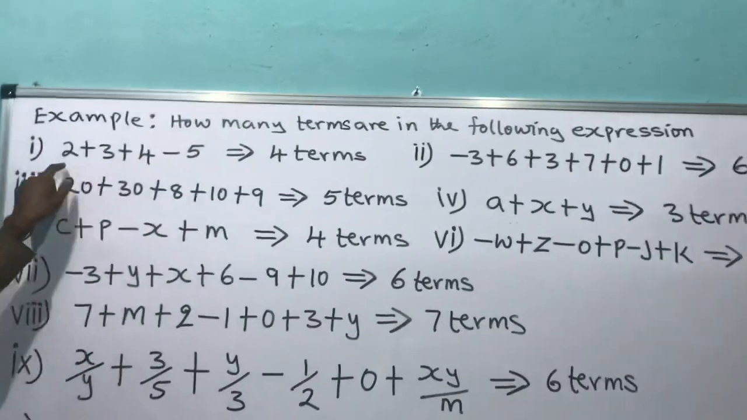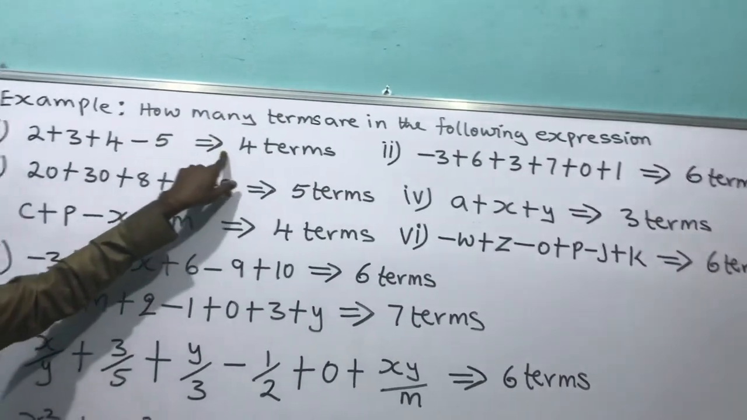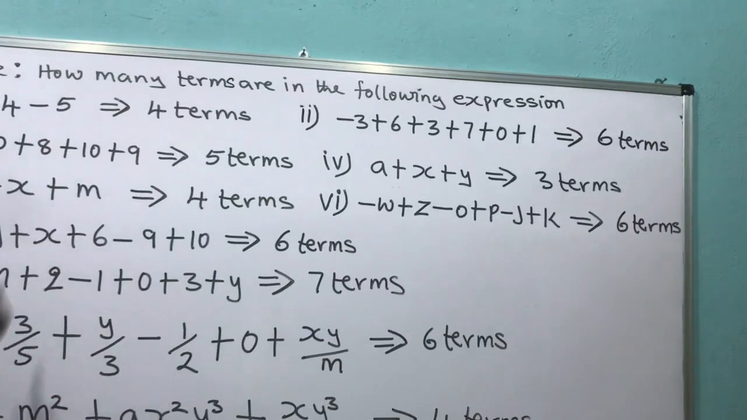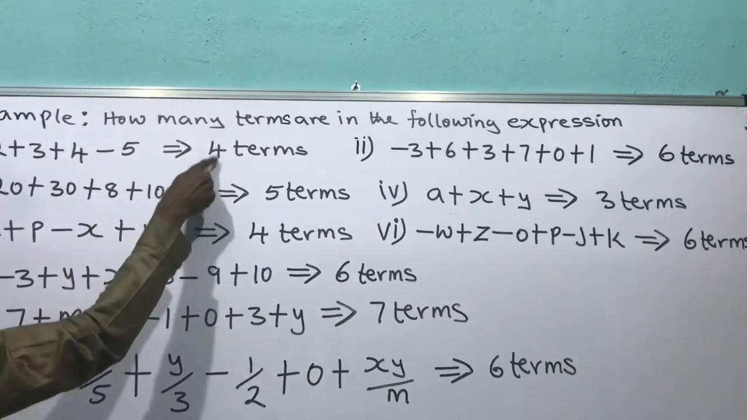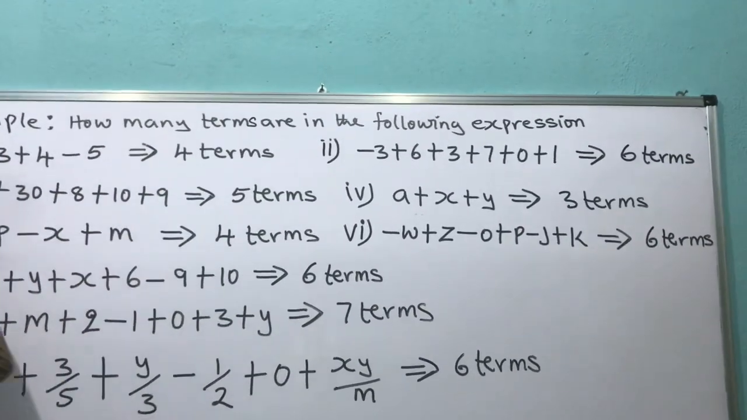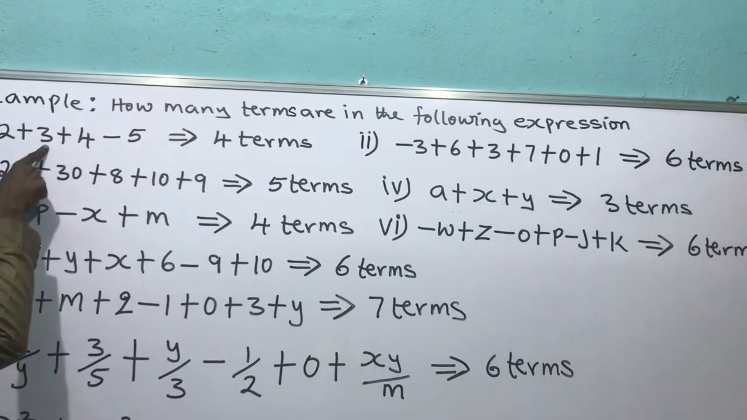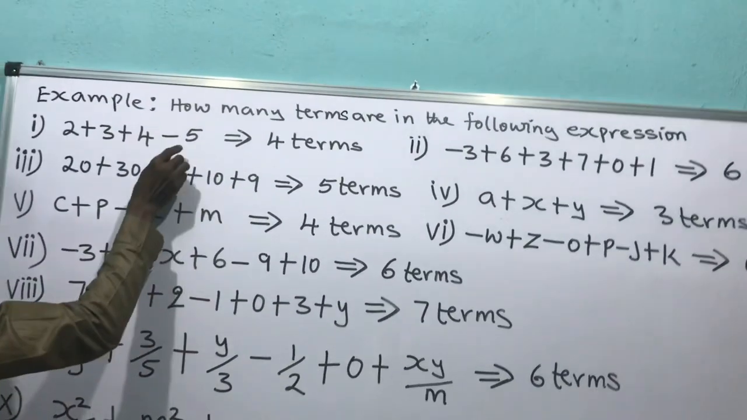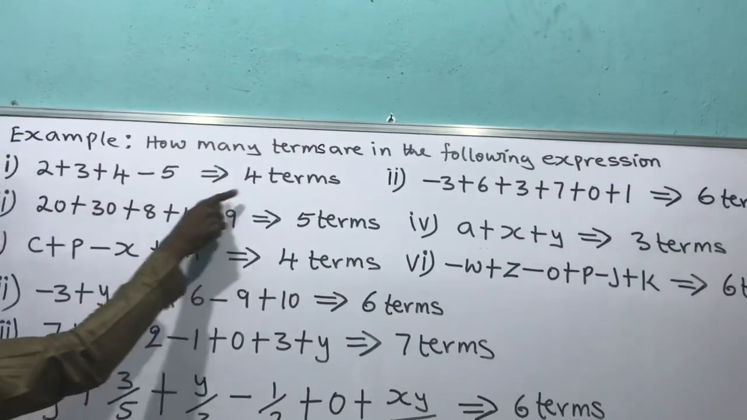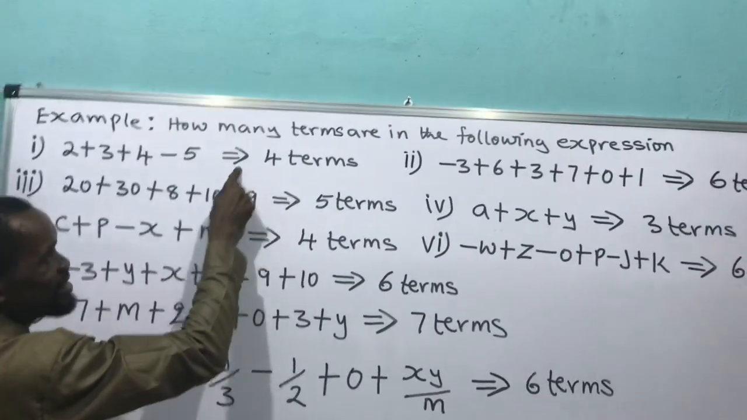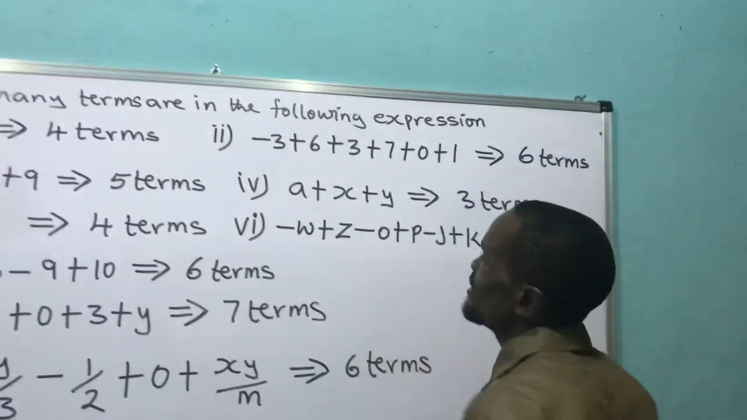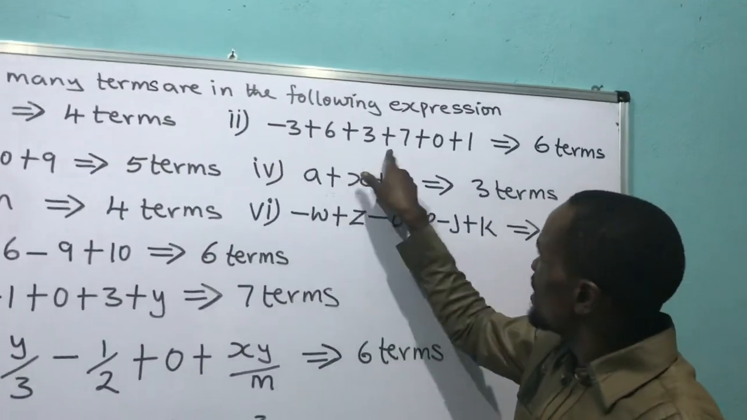1, 2, 3, 4. We now said that means 4 what? Terms. This means 4 terms. I said 2 is a term, 3 is a term, 4 is a term, minus 5 is a term. We count it 1, 2, 3, 4. That means 4 terms. I come to II. How many terms are here?